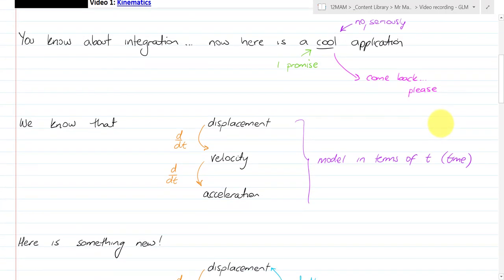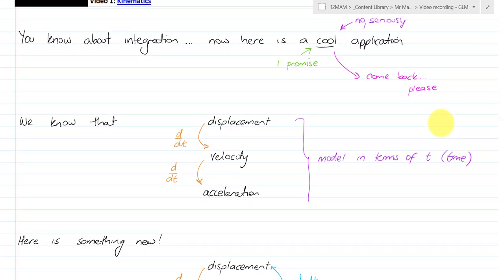So you know about integration, and here is an application. I won't go through my attempt to be funny there. But we do know already from our work with differentiation that if you have a displacement model and you derive that with respect to time, remember our displacement model will be position with respect to time. So you derive that function with respect to time, you'll get velocity. And you derive velocity with respect to time, you get acceleration. So we've seen that in topic 2 of Unit 3 and also in Unit 2.